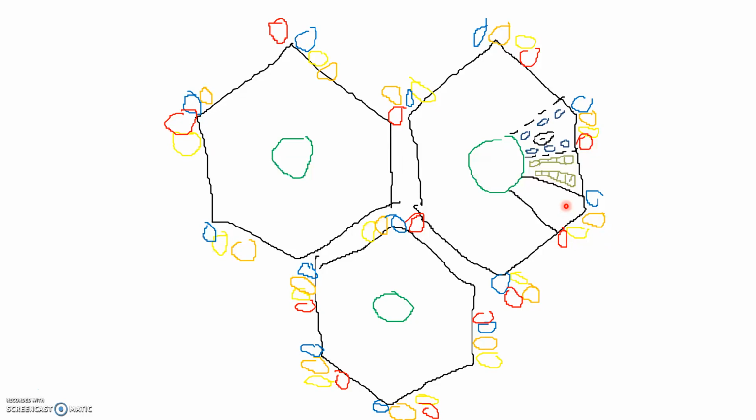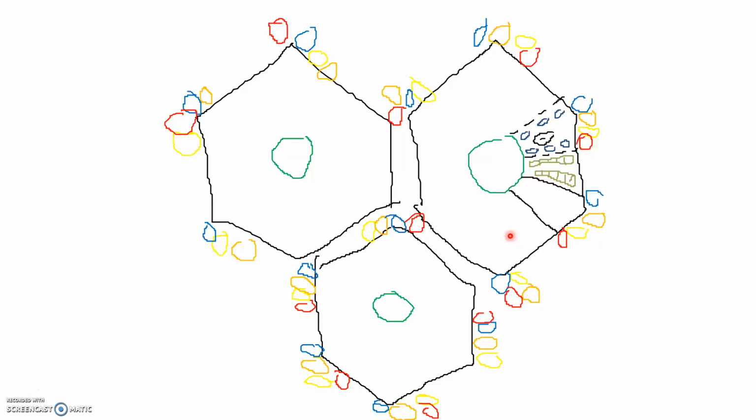So how exactly is the structure of the sinusoids? The sinusoids are made up of discontinuous endothelial cells with fenestration. This is the endothelial cells, the blue color, with fenestration in between. The basal lamina is also discontinuous, as you can see, the black dotted one.